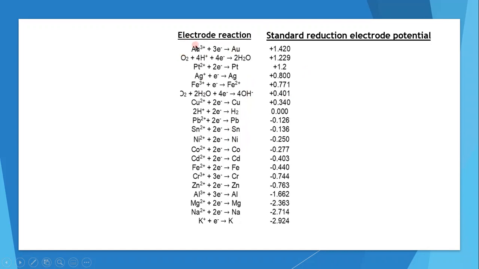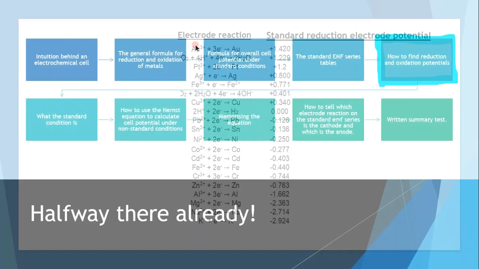And just don't let that word electrode scare you. All it means is just a metal. They're just calling it an electrode because in this context we're extracting electrons from it. It's still a metal. We're just calling it an electrode.